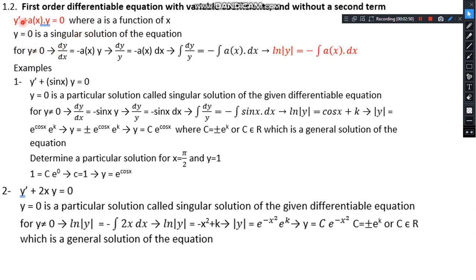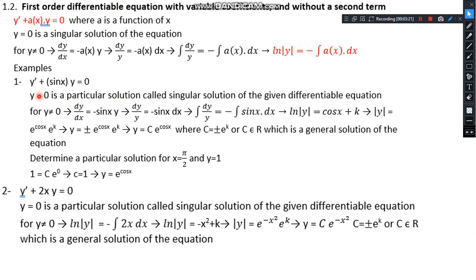For y not 0, y prime is dy over dx, you take this to the other side. You bring y here, it will be over y, and you take dx up. You integrate both sides, so you get ln of y in absolute value equal minus the integral of a(x) dx. So what I want you to do, when you have this form, is memorize the formula instead of doing all of these. No need to do it. For example, y prime plus sine x times y equal to 0. This is of the form y prime plus a(x)y equal to 0.